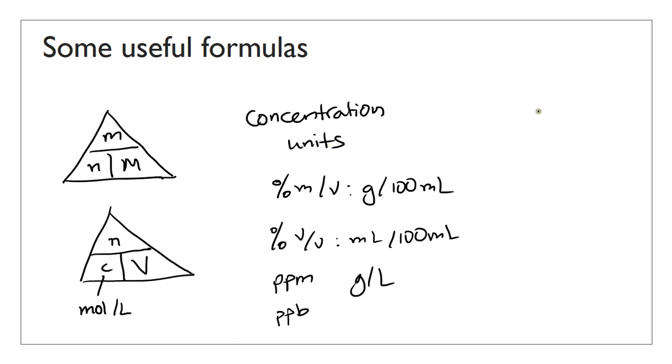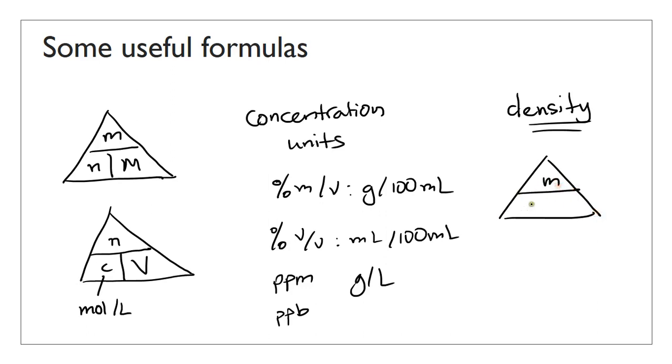The last formula that I want to remind you that can be very useful in some circumstances, and I think students tend to forget that this is a thing, is the formula for density. So density is just a ratio between mass and volume. So if you want a triangle, then you can use this one. So density is just mass over volume.